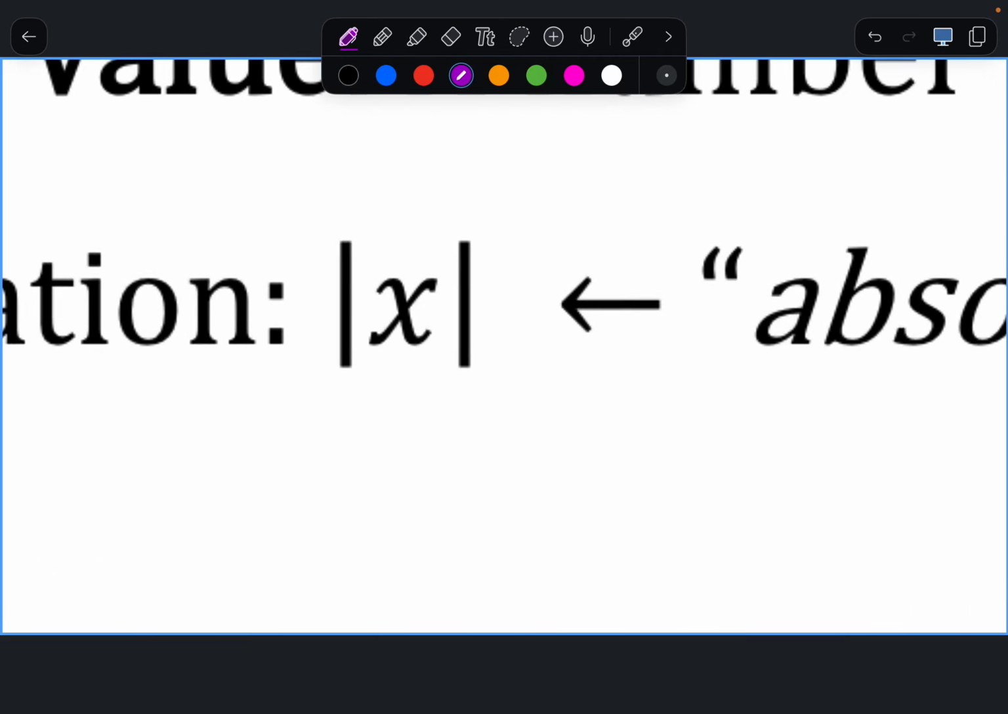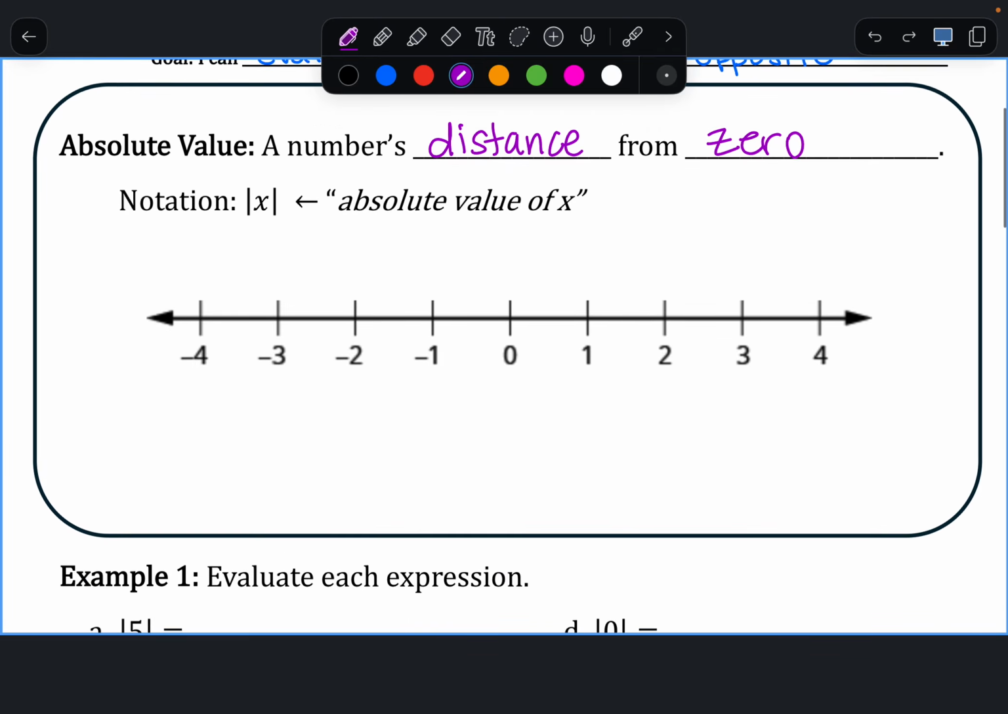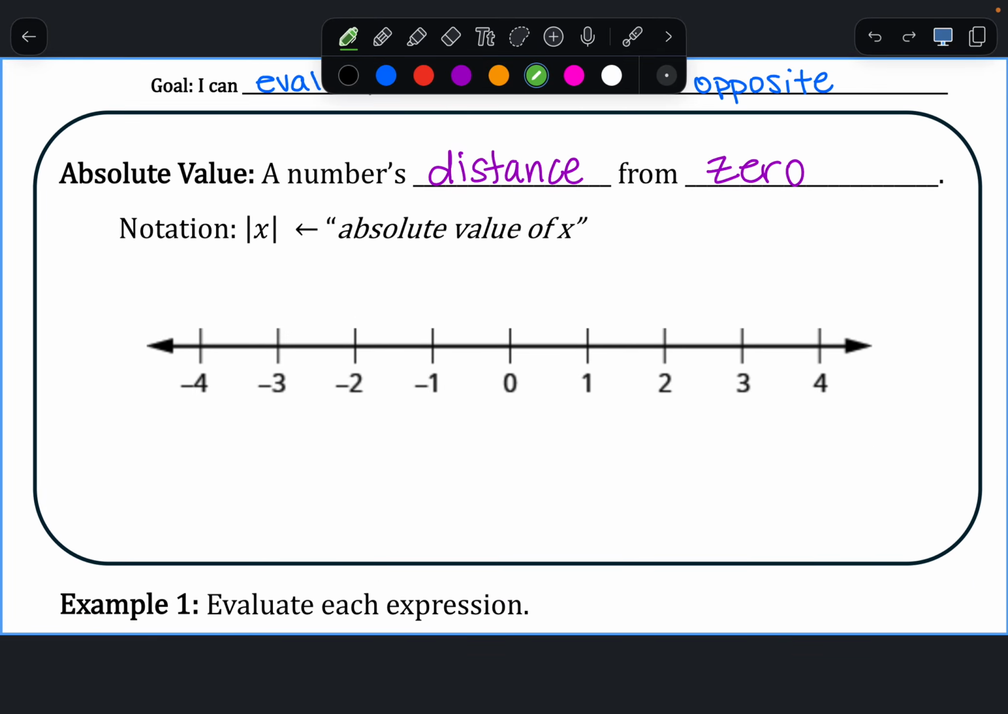Do you remember these vertical bars right here? That looks familiar. Okay, so if I want to evaluate the absolute value of 3, here is 3, here is 0. What's our distance from 0? 3. So the absolute value of 3 is 3.